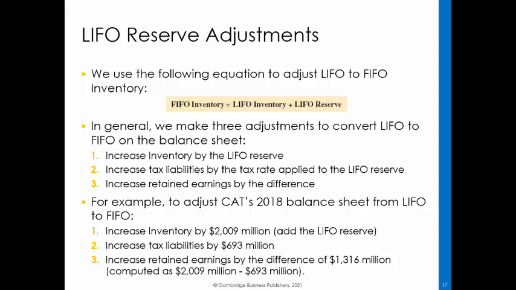First, we increase the inventory by the LIFO reserve. Next, we increase tax liabilities by the tax rate applied to the LIFO reserve and increase retained earnings by the difference. For example, to adjust Caterpillar's 2018 balance sheet from LIFO to FIFO, we would increase inventory by $2.009 million, increase tax liabilities by $693 million, and increase retained earnings by the difference of $1.316 million.